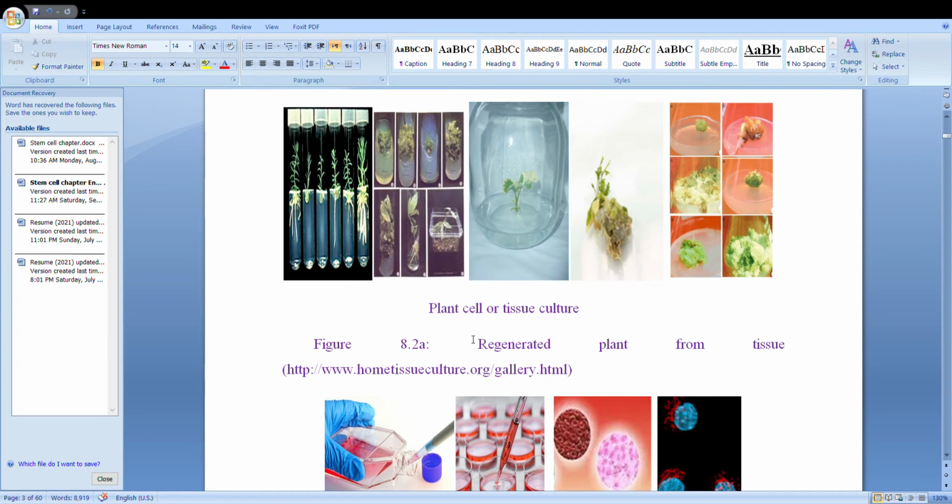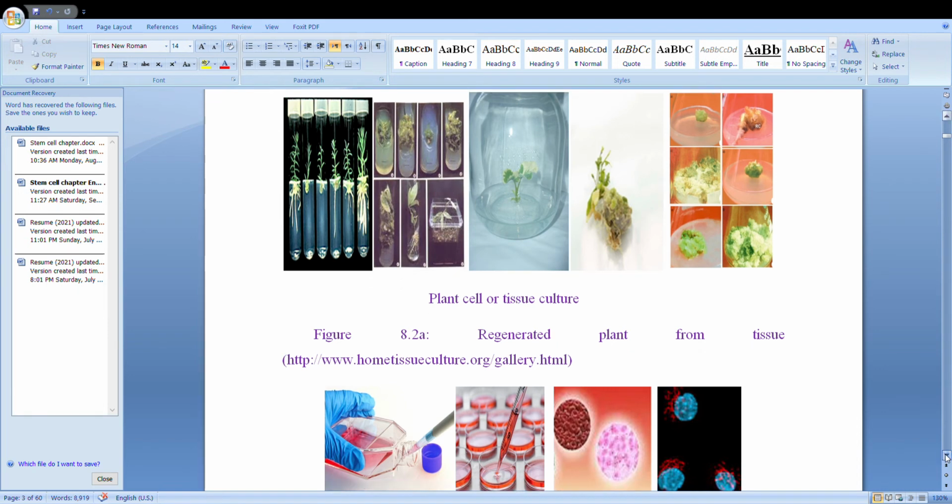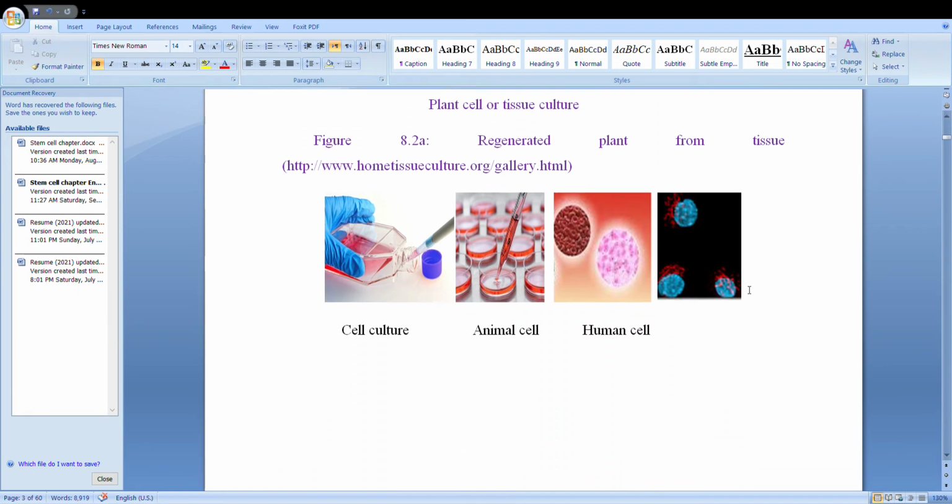Here we can see plant cell or tissue culture. Usually it is said plant cell or tissue culture; if the source is used from the stem cell, then it is called plant stem cell. And if it is used from the root, it's called plant root cell. Here we can see plant stem cells and tissue or cell regeneration. Here the photo shows regenerated plants from tissues.